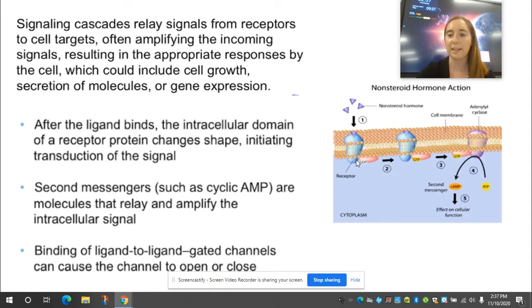What's going to happen then is GDP is going to turn to GTP, which is going to activate this cyclase, which makes it so that ATP is converted into a secondary messenger, cAMP. These are secondary messengers that relay or amplify the signal to the rest of the cell, and it's going to have an effect on the entire cell's function. Binding of a ligand to ligand-gated channels can cause the channel to open or close. So these need to bind to that particular channel.